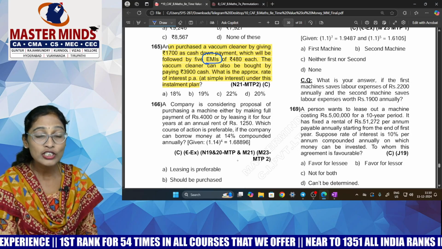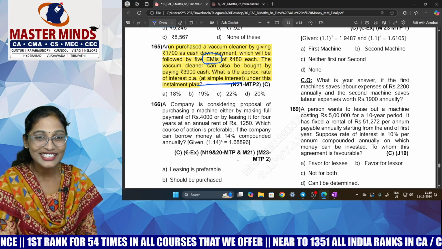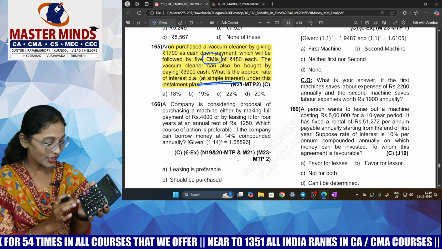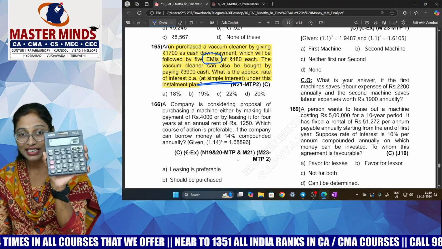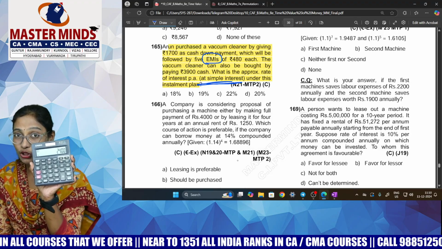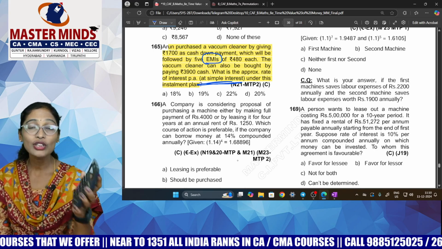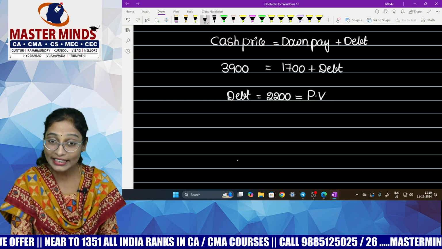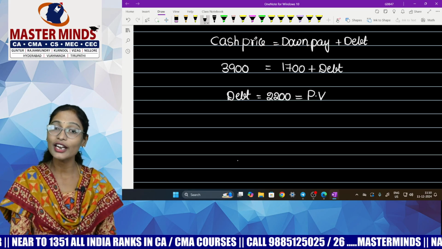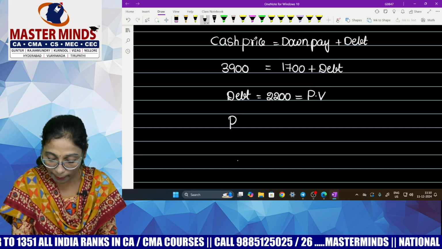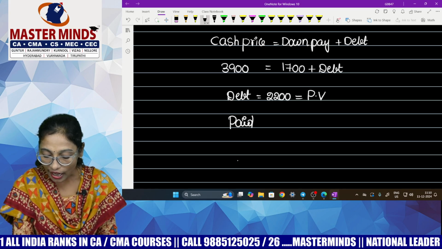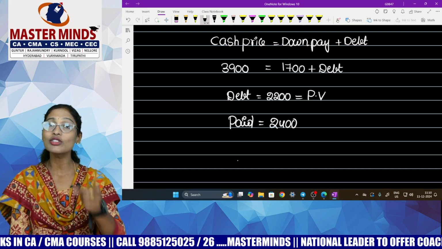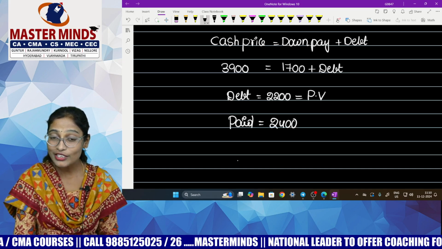What is the approximate rate of interest per annum? At which interest is it? Simple interest, no. You will not get interest on interest. Try to understand. 480 into 5, how much have you paid in total? 2,400 rupees paid. So your debt, your present value, is 2,200, but the money that you totally paid is 2,400. That means the principal you took is 2,200, but the money that you paid is 2,400.